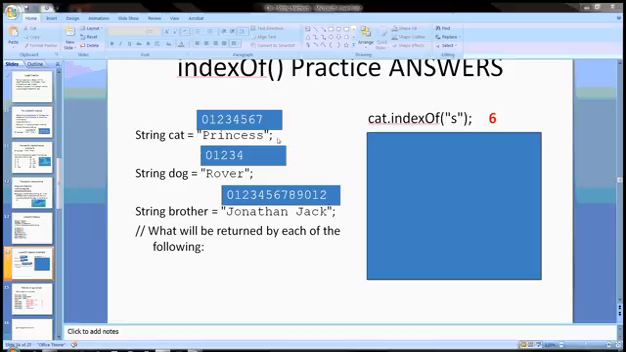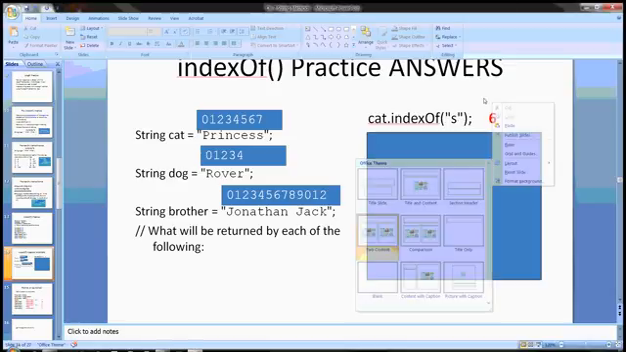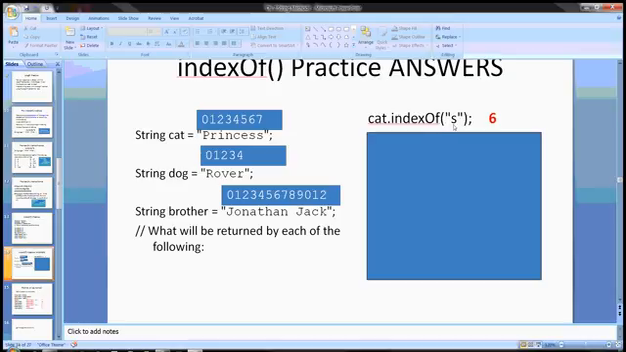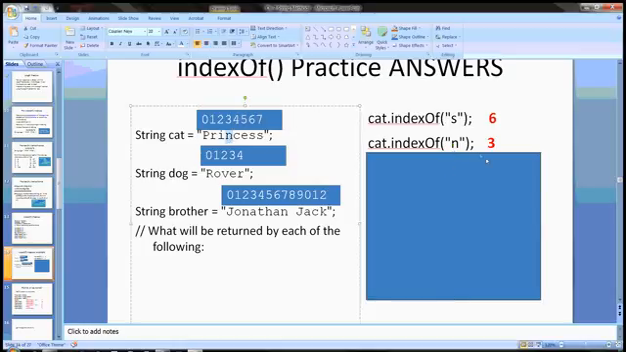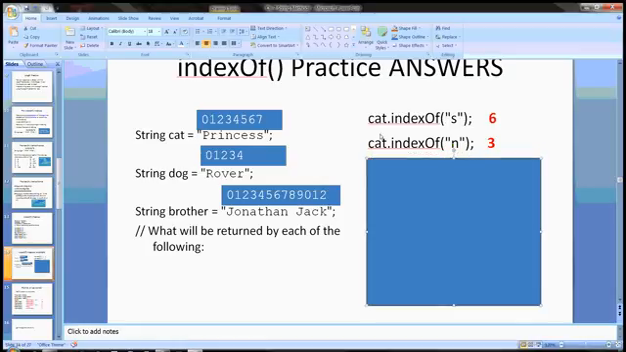Okay, so here are your answers for this. It's looking for the substring s within the variable cat. And in cat you have princess, there's two s's. The first s is the first instance, and that is 6. The next thing is indexOf n within the variable cat, and the first instance of n is right here, so it's a 3. And notice, of course, that we started the numbering at 0.